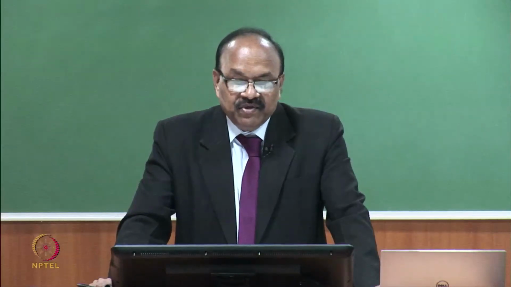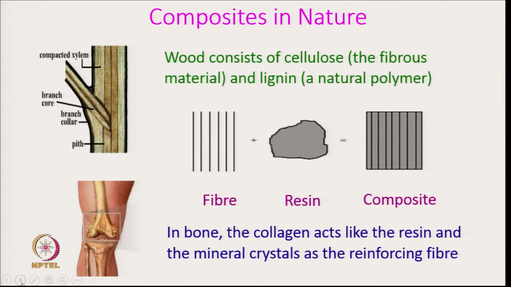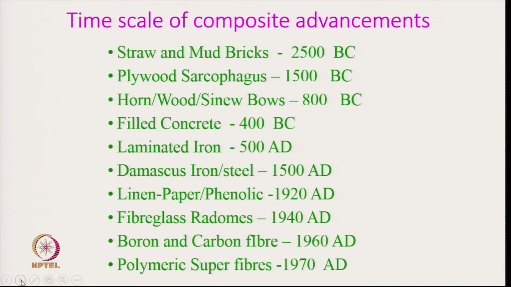These are the examples of composites which are available in the nature. So, composite is nothing new, it is already existing. Like wood consists of cellulose, which is considered as a fibrous material, and the lignin is a natural polymer. So, the fibrous material is reinforcement, lignin is the resin matrix. Similarly, the bones of the animals consist of the collagen, acts like the resin, and mineral crystals as the reinforcement. So, composite is basically a combination of reinforcement and matrix, whether it is natural or it is man-made composite materials.